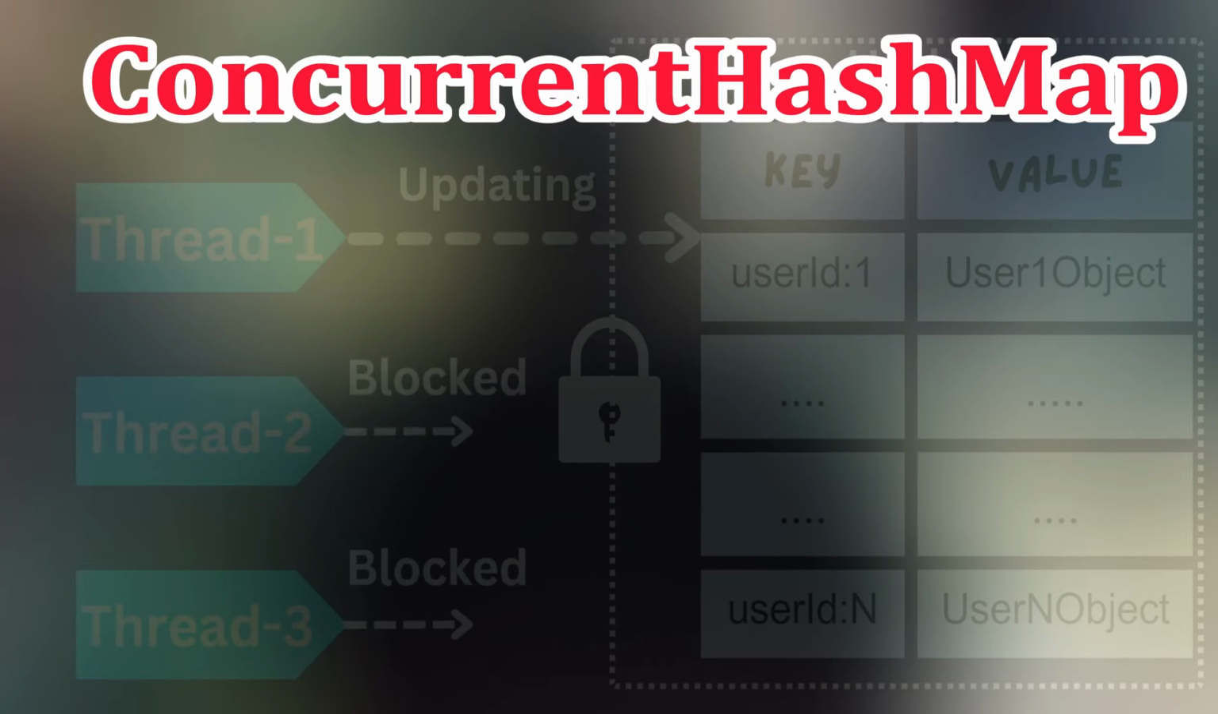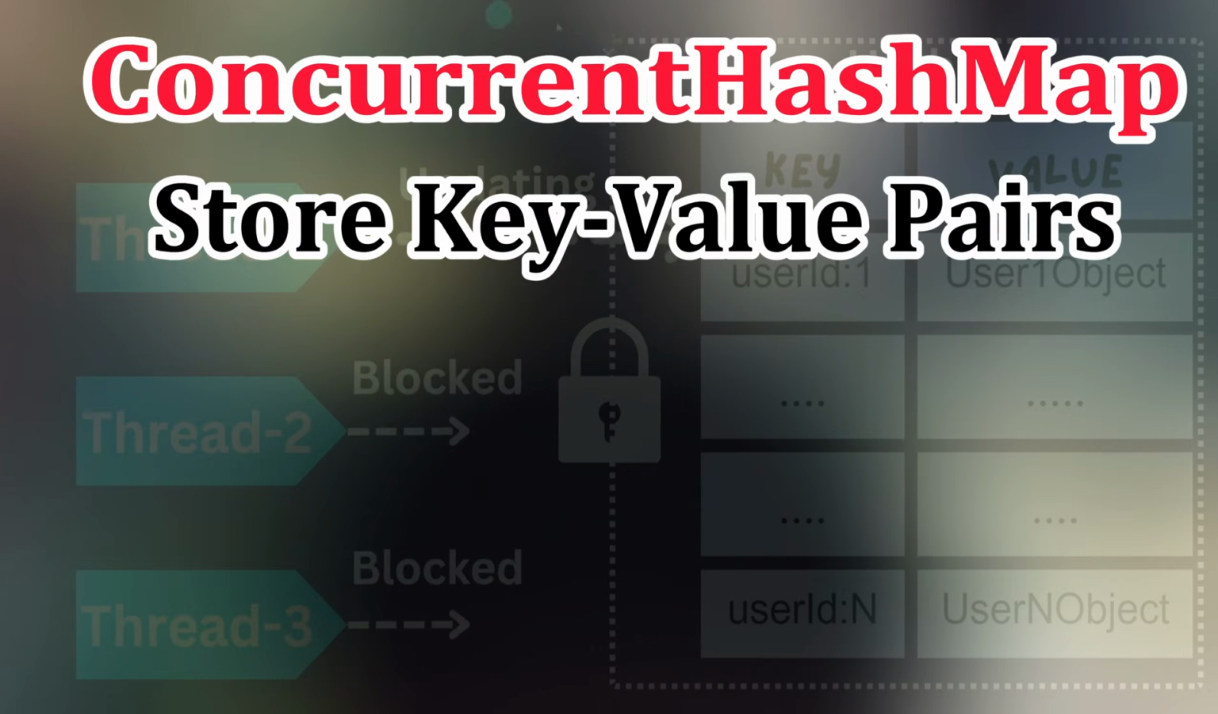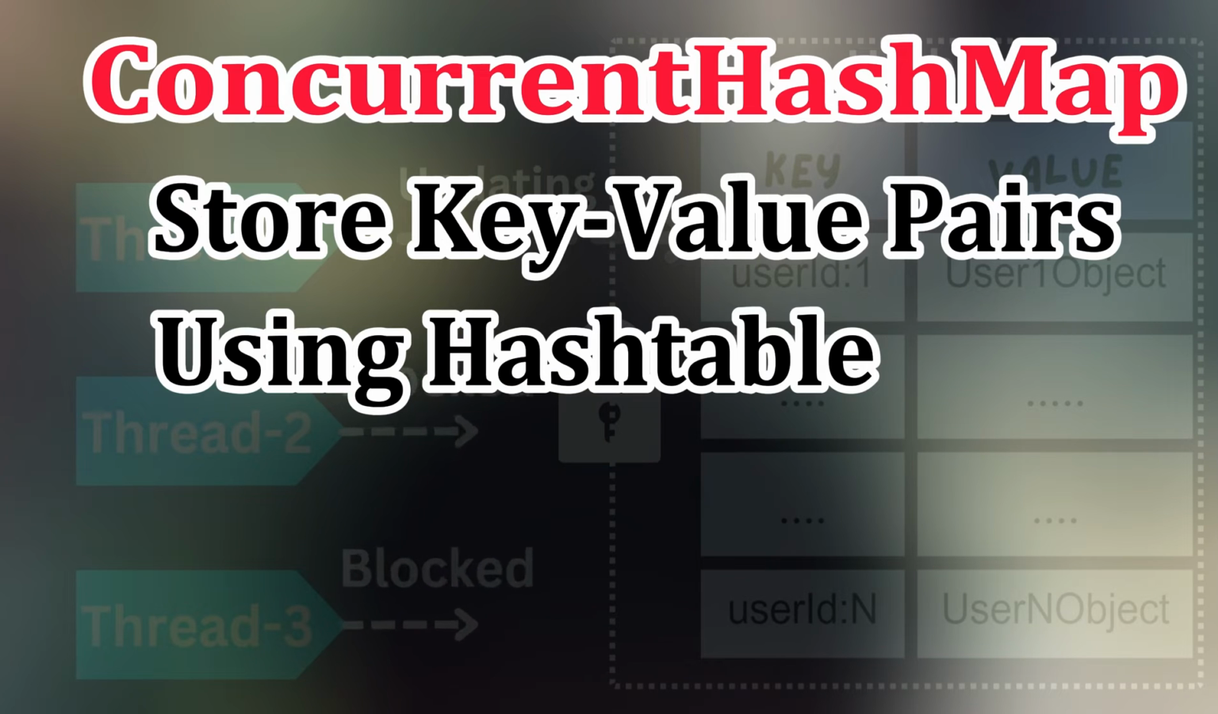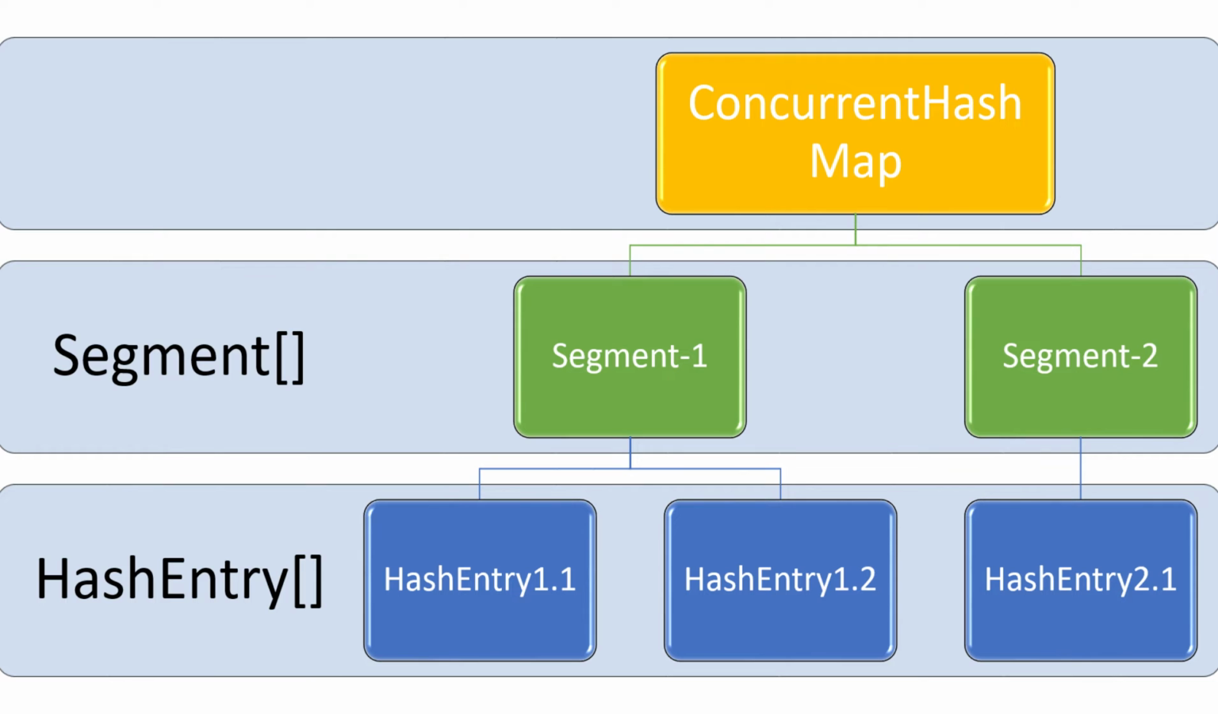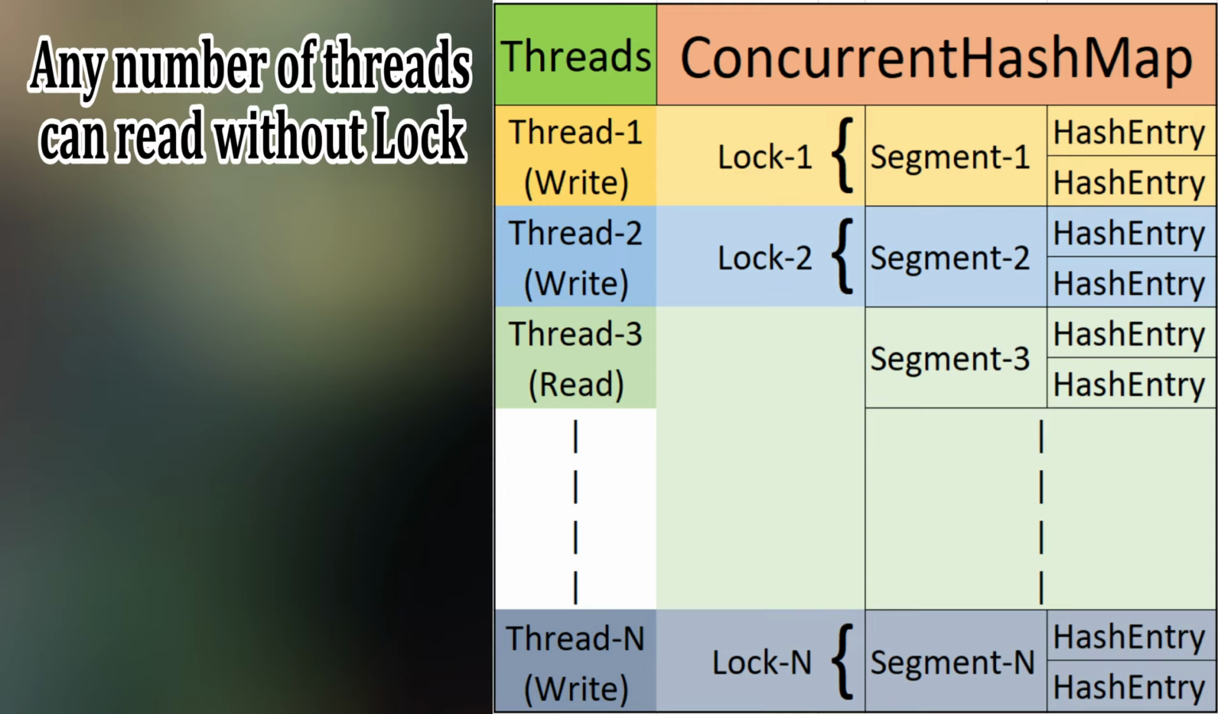It is a HashMap just like the standard version and used to store key and value pairs, which works on top of Hashtable itself. So everything else is the same as HashMap with just one difference. It allows concurrent access to the map. So how does it do that? The map is actually divided into multiple parts which are known as segments. It handles read and write operations differently. Like any number of threads can read the data without needing any lock on any of the segments.